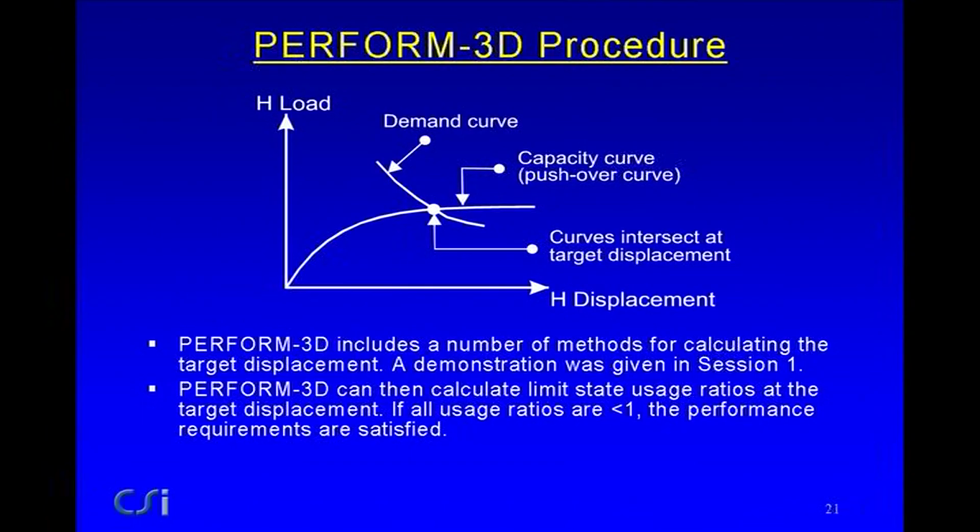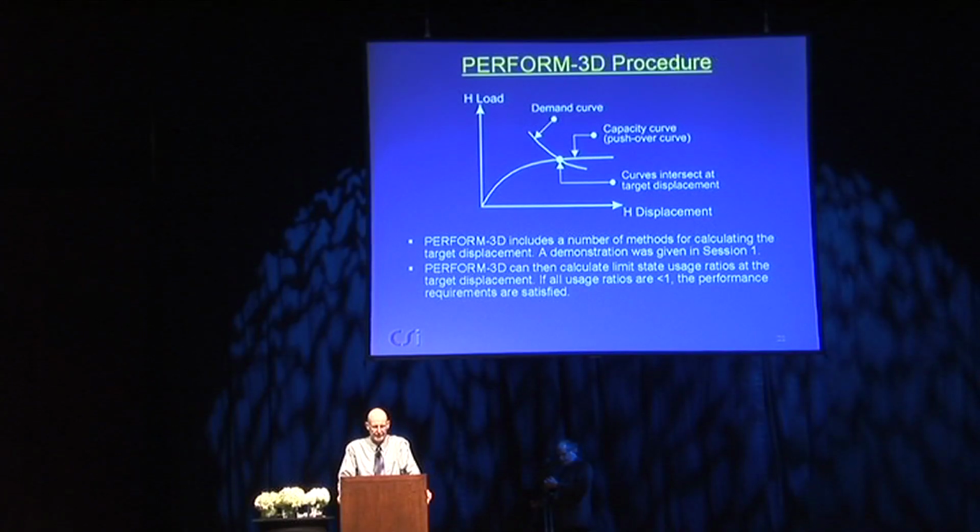It would be very nice if they all gave the same results. Unfortunately, they don't. They can give sometimes substantially different results, and this is just one of those issues which needs to be resolved. Now, here's what happens in Perform 3D, and we've seen this sort of thing before. You get a number of trial curves, use your demand curve, and the capacity curve.